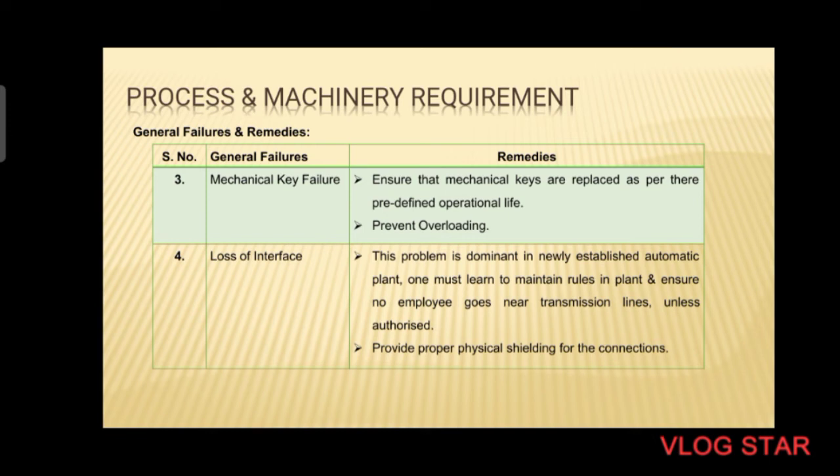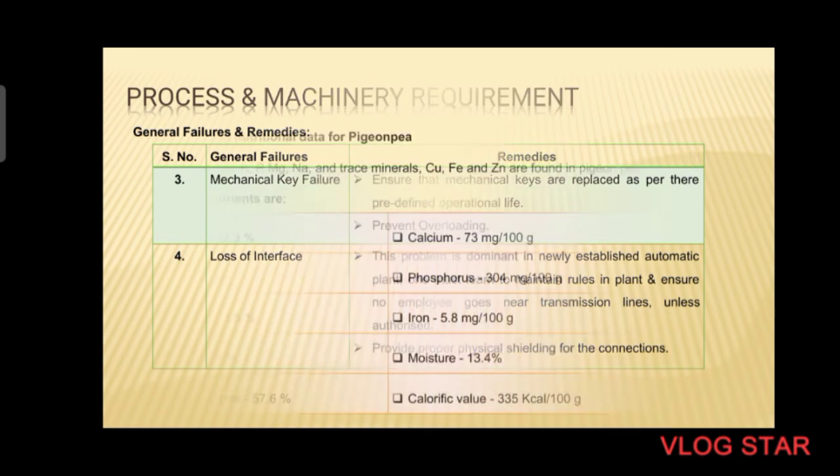Prevent overloading. Loss of interface. This problem is dominant in newly established automatic plants. One must learn to maintain rules in the plant and ensure no employee goes near transmission lines unless authorized. Provide proper physical shielding for the connections.